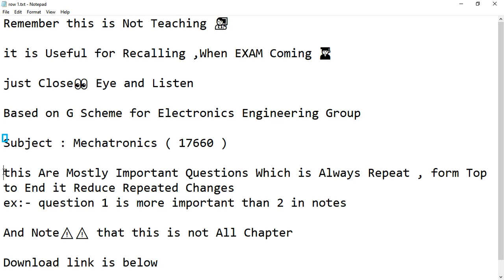17660. These are mostly important questions which always repeat, from the top to the end, reducing repeated changes. Question 1 is more important than 2 in the notes. And note the warning that this is not all chapters.